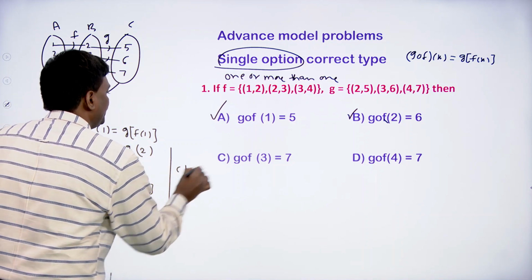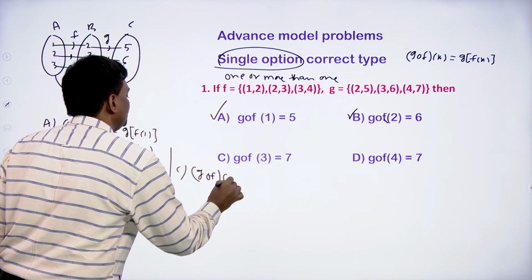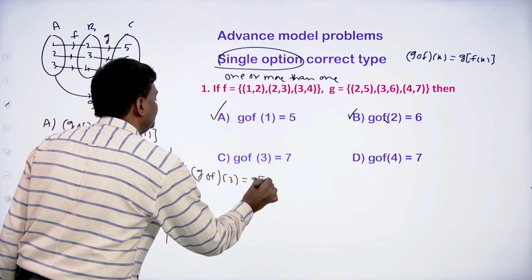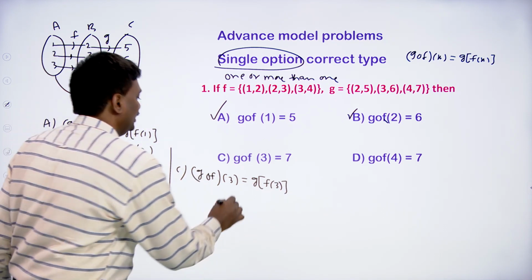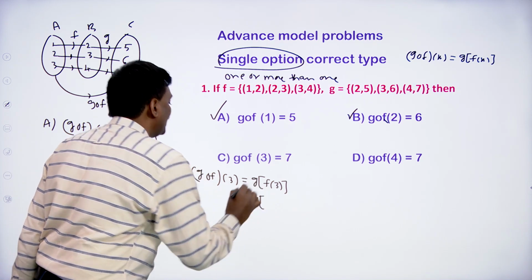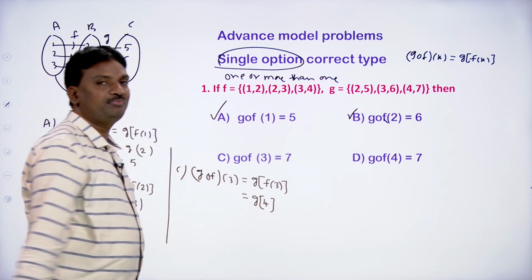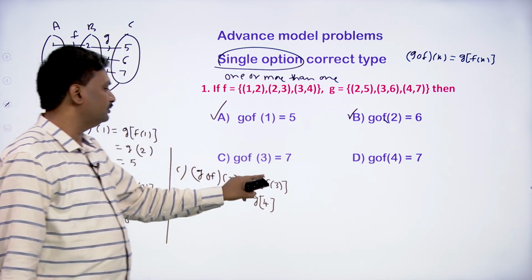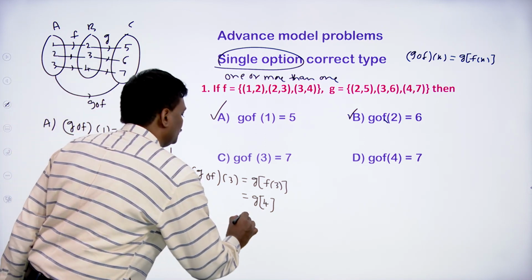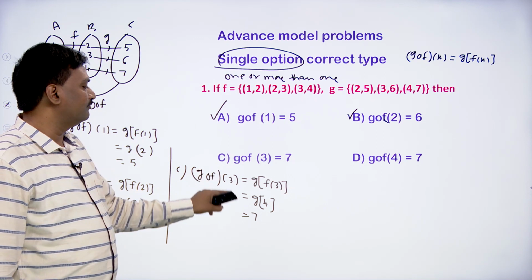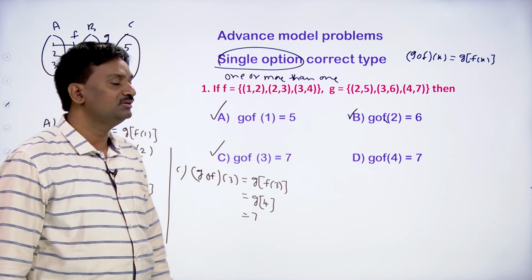If we take option C, g circle f of 3, it can be written as g of f of 3. Now with respect to f, the image of 3 is 4. So f of 3 equals 4. So g of 4. With respect to g, the image of 4 equals 7. So the value of g circle f of 3 equals 7. So option C is also correct.